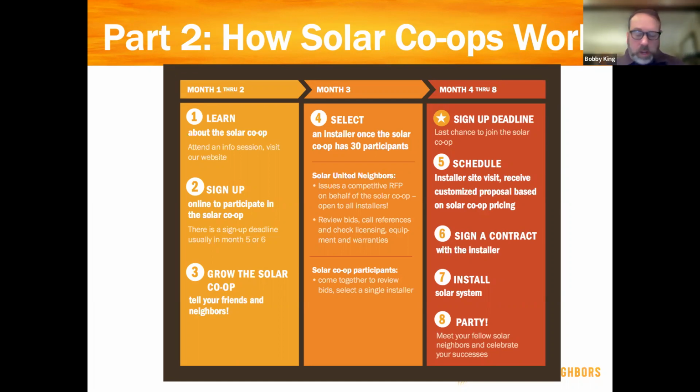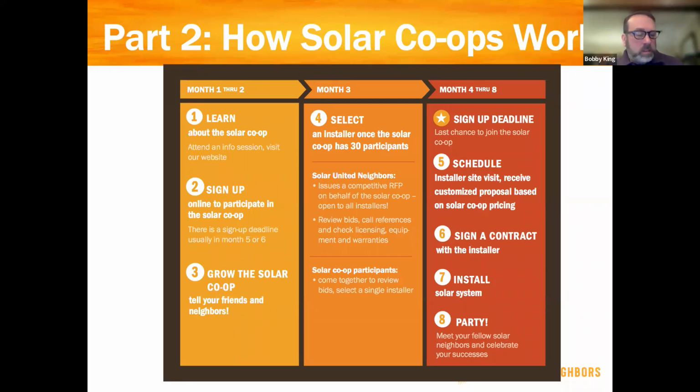We've over the years developed a pretty slick RFP proposal that installers have to fill out that really allows the co-op members to compare apples to apples in terms of equipment and costs, ability to do the job, history of the business, years in business, that type of thing.